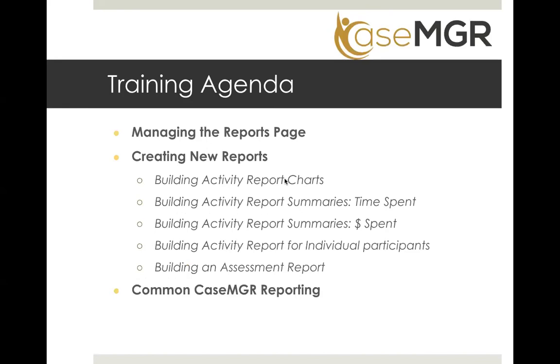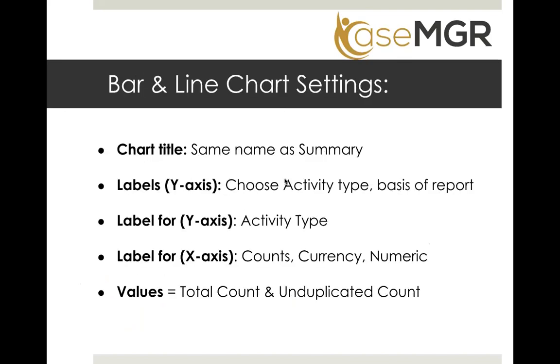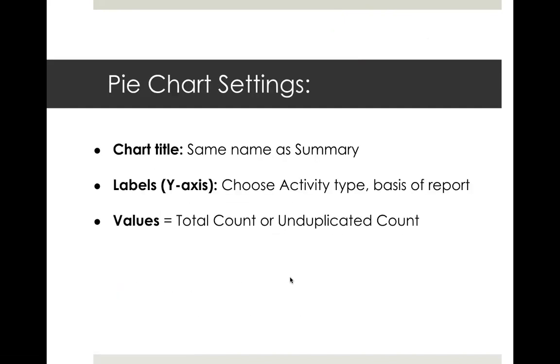When building reports, sorry, this is being very weird. Bar and line chart settings, again, same as summary, choose the activity type, counts, that sort of thing. So you'll have that for future. And then pie charts are a little bit different, but you can have that as well. So you'll have access to this PowerPoint here as well to help you walk through those things.